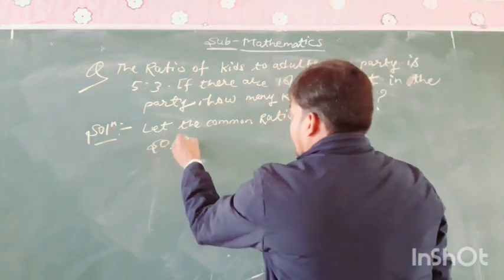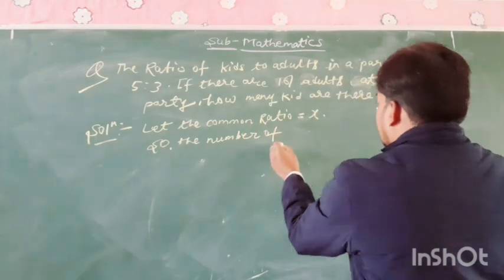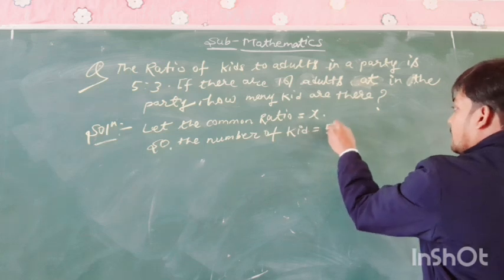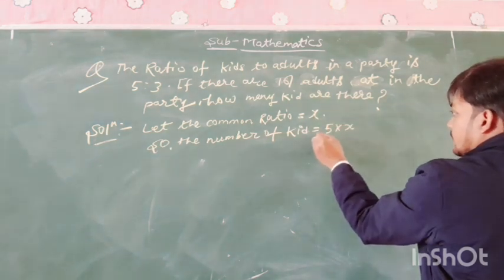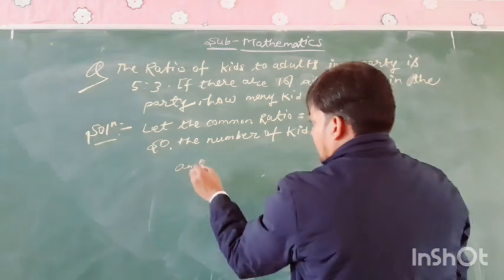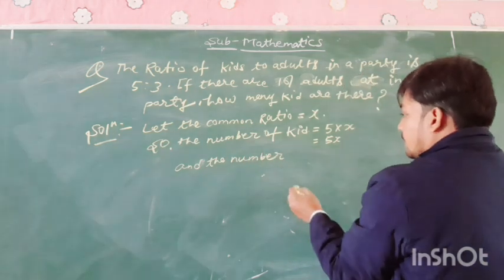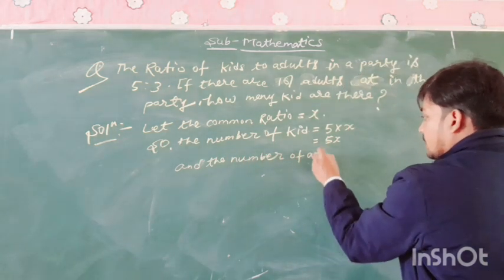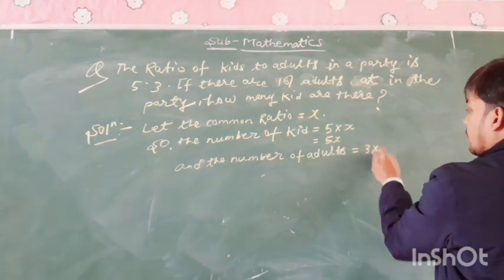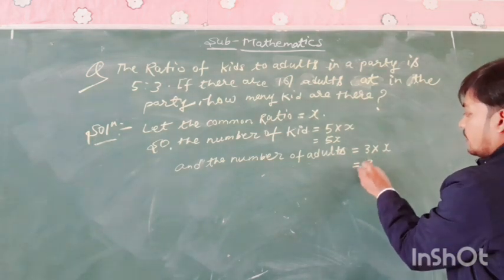So the number of kids is equal to 5 into x, which is equal to 5x, and the number of adults is equal to 3 into the common ratio x, and the product of 3 and x is 3x.